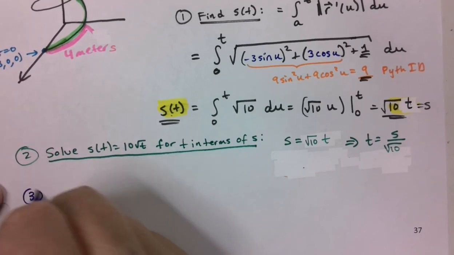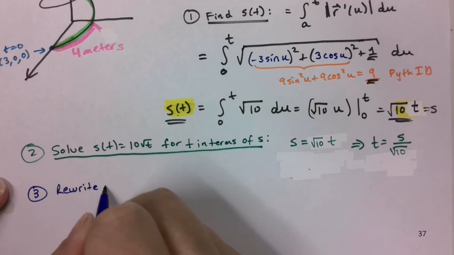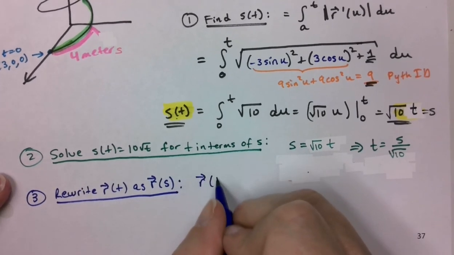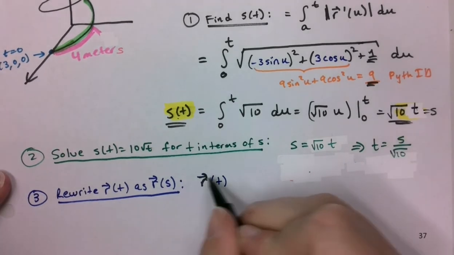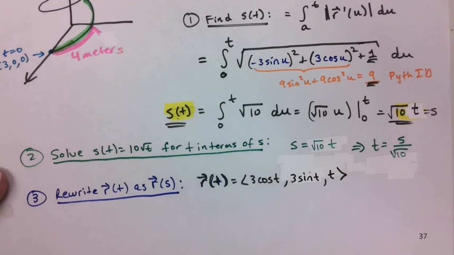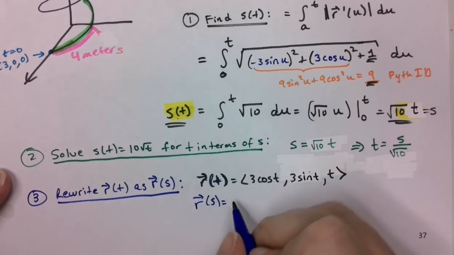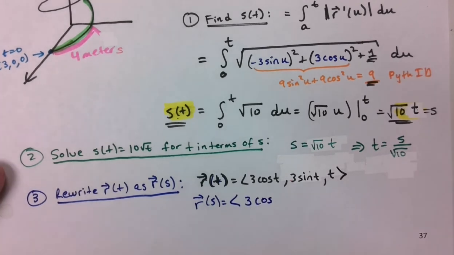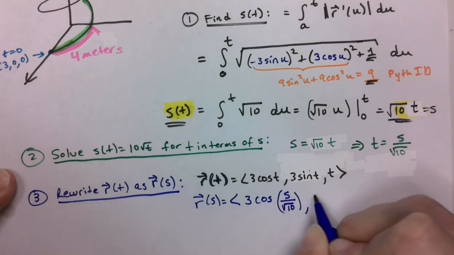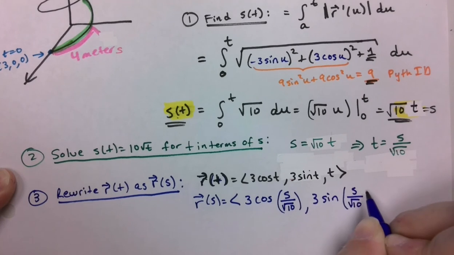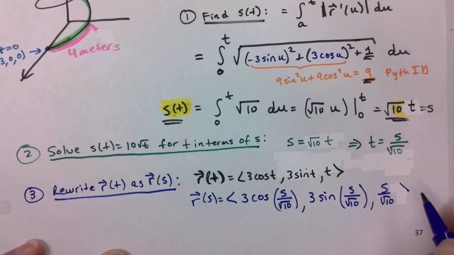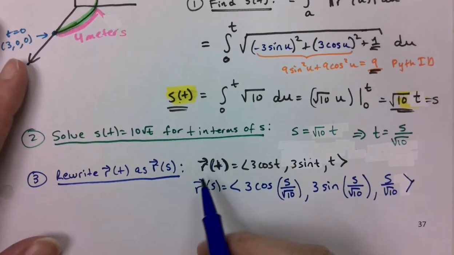All right, so now rewrite r of t as r of s. So r of t was, let me write it out, given to us, equal to 3 cosine t, 3 sine t, t. So that means that r of s is equal to 3 cosine of s over the square root of 10, 3 sine of s over the square root of 10, and then s over the square root of 10. Oops, sorry, that should be a bracket back there. And there we have it.